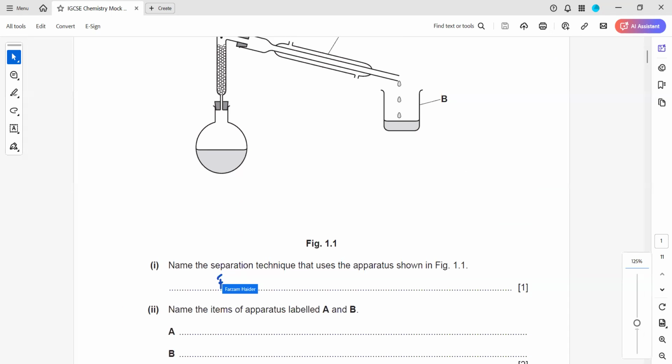When we separate two or more substances on the basis of boiling point, it is distillation. This is fractional distillation. Look, if it was a simple distillation, then these beads would not be there. This is the main difference for identification. As the beads are there, it means this is a fractional distillation. On the basis of the boiling point, we separate the substances from each other.